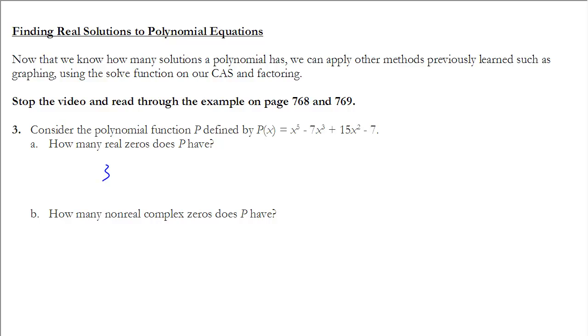Okay. And then part B says, how many non-real or complex zeros does p have? Well, if there are 3 real zeros, and I know that the degree of my polynomial is 5, then there must be 2 non-real complex zeros to that polynomial.